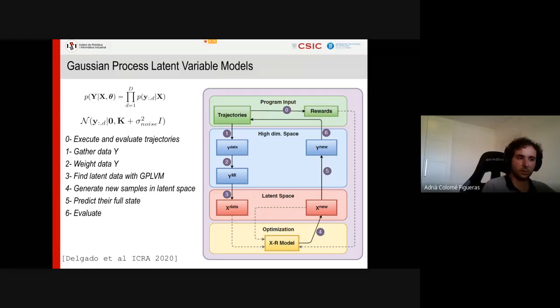So basically, we use Bayesian optimization to generate new samples that are meaningful for the problem, and basically we generate samples in this latent space with very low dimension. We then project them to the full state, and then we evaluated them there, and from here we updated the model with new rewards.